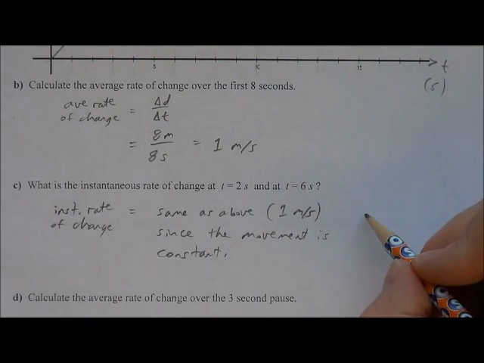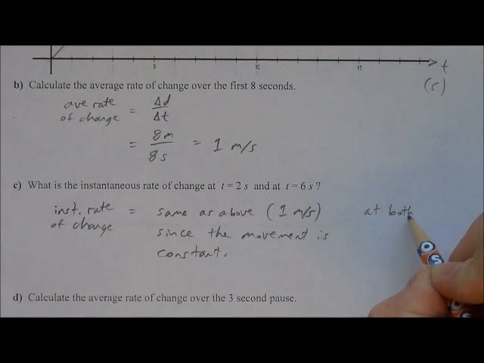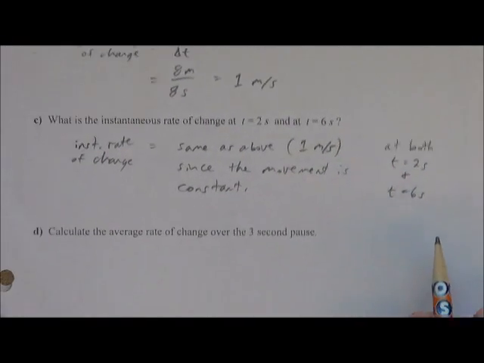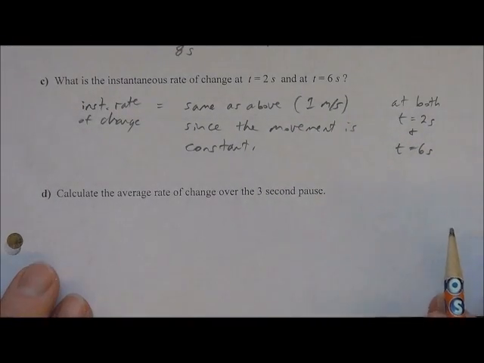Okay, so that's at both t equals 2 seconds and t equals 6 seconds. Average rate of change over the 3-second pause.